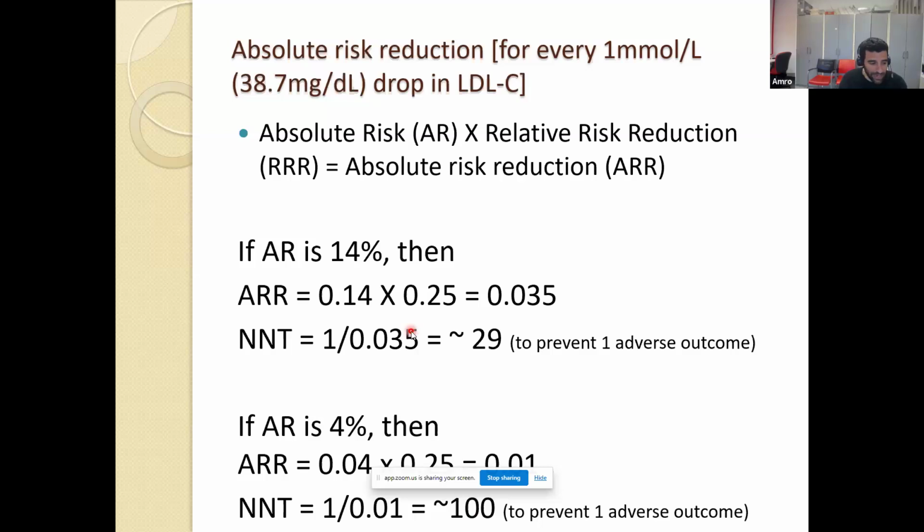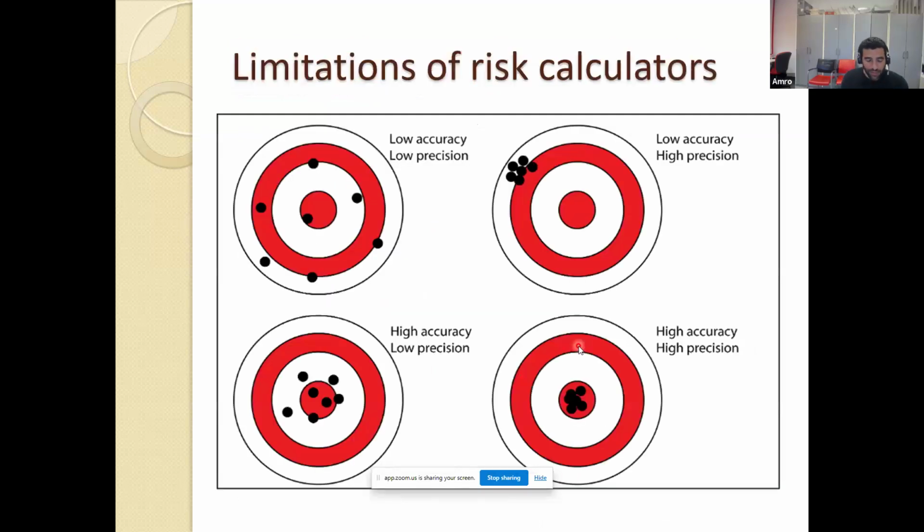So you might think that's a bit more acceptable, but it's really important that we do understand risk when we're talking to patients, and you think about it in these terms. What does relative risk reduction mean? What does absolute risk mean? What does absolute risk reduction mean? And converting it to numbers needed to treat.